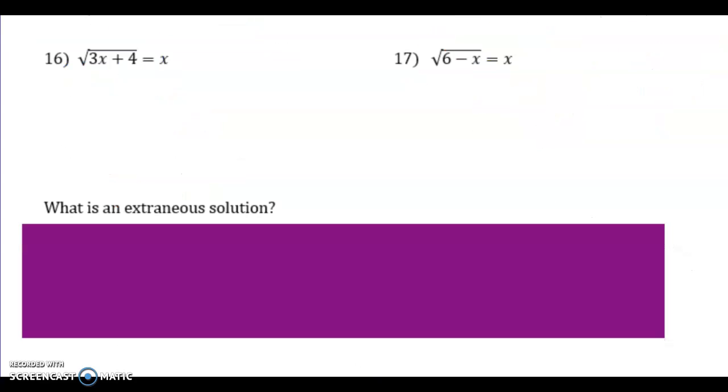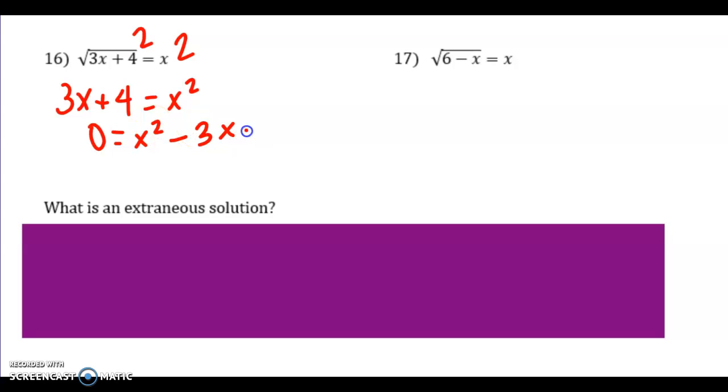Okay, 2 more to go. Just like what we did last, we're going to square both sides. I'm going to end up with 3x plus 4 equals x squared. I want to move all of them over to one side of the equal sign. So I'm going to have 0 equals x squared minus 3x minus 4.